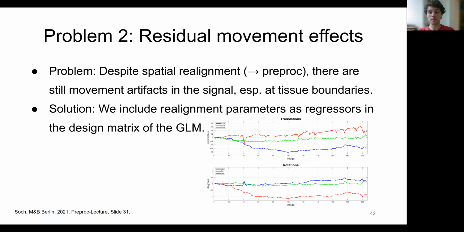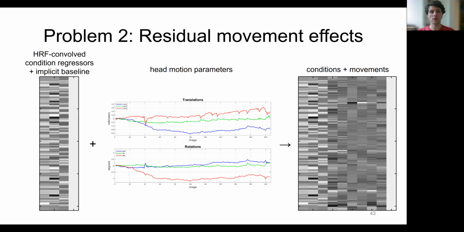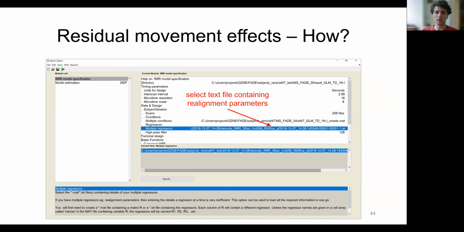The solution here is very simple. We just take the realignment parameters that we obtained from spatial realignment during preprocessing as regressors into the design matrix of the GLM. So on the left, we have our design matrix consisting of HRF convolved condition regressors plus the implicit baseline. And then we take the head motion parameters, the translations and the rotations, and just add them as additional regressors. And this then gives us the full design matrix for data analysis. In SPM, if you want to account for residual movement effects, you simply take the text file containing the head motion parameters created during realignment and here enter it into the multiple regressors field.